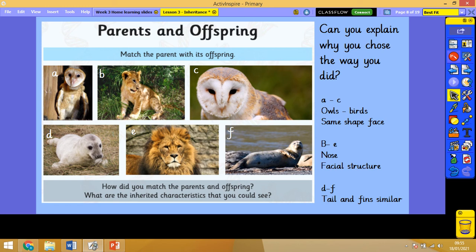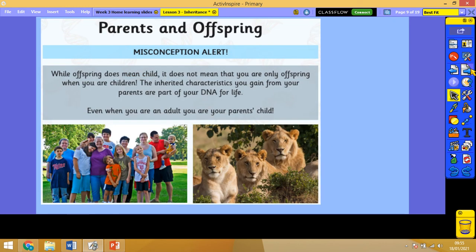as many other things. Okay, so a misconception quite often: while offspring does mean a child, it does not mean that only children are offspring. I'm offspring and I'm in my 30s. Okay? So when you're children, it doesn't mean that you're only offspring there. Everybody is offspring, no matter how old they are.